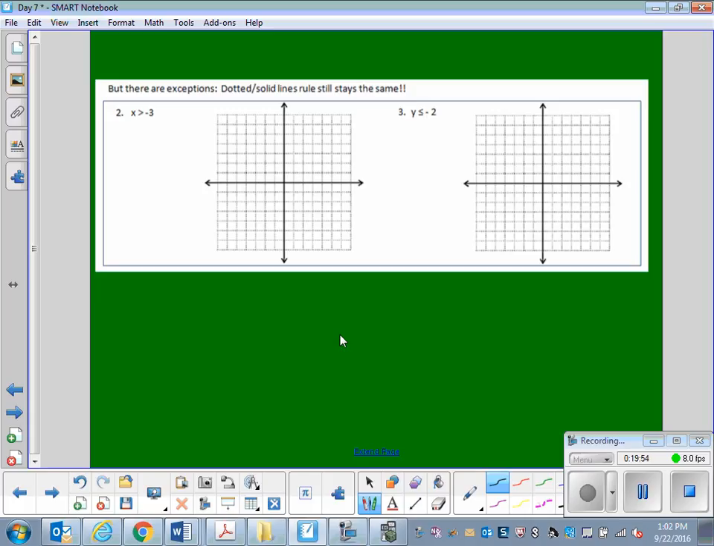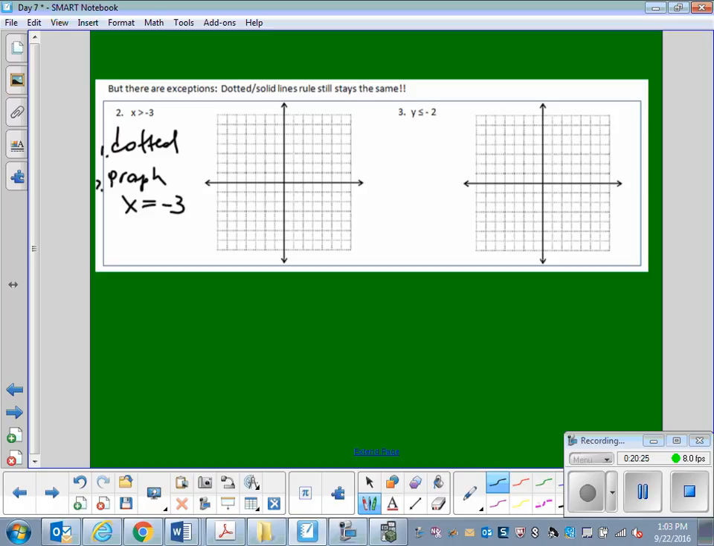x is greater than minus 3, will we use the dotted or solid line? Dotted. Okay, so dotted line. How do we graph it? So that was first. Always graph the equation. So x equals minus 3. How do we graph it? Jaden, how do we graph this? x equals minus 3.